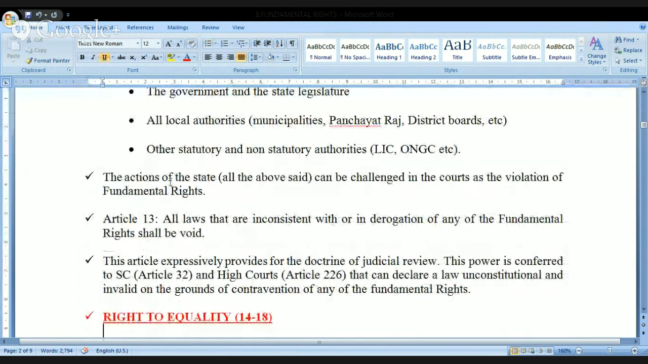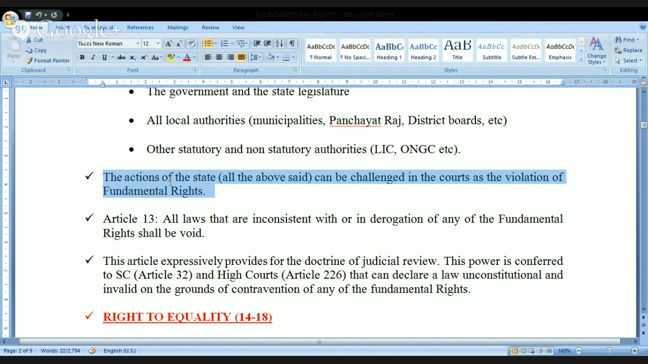Look at this point. This point is very, very important. Under article number 12, we understood what is the meaning of the state. And in continuation to this, please understand the lines that I have highlighted on the screen. The actions of the state can be challenged in the courts as a violation of the fundamental rights.